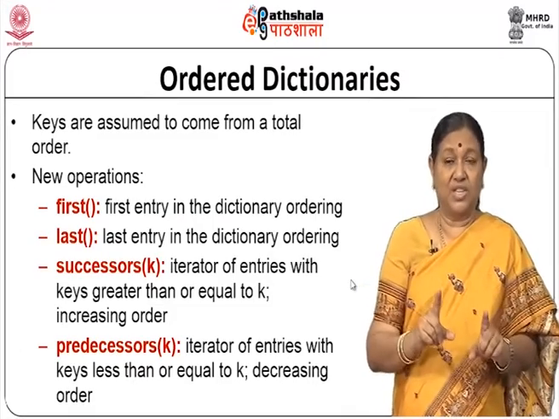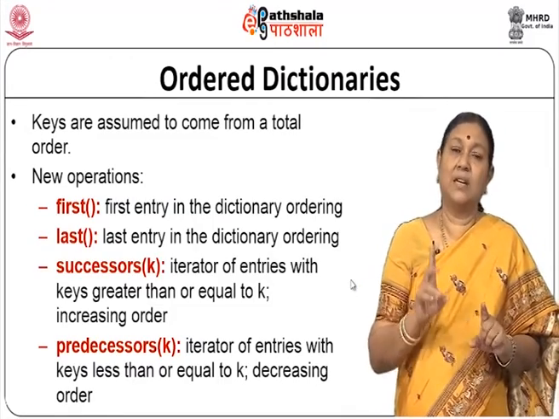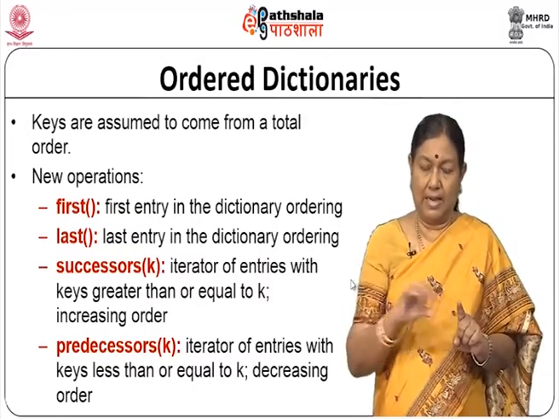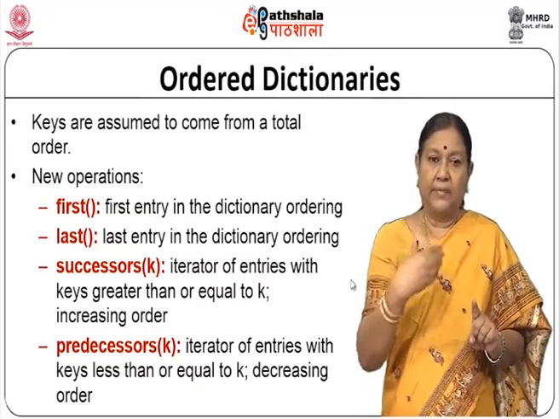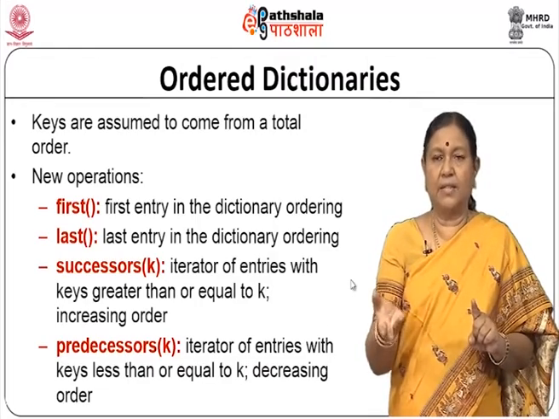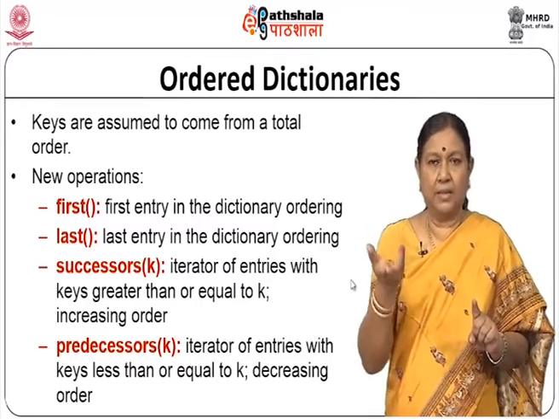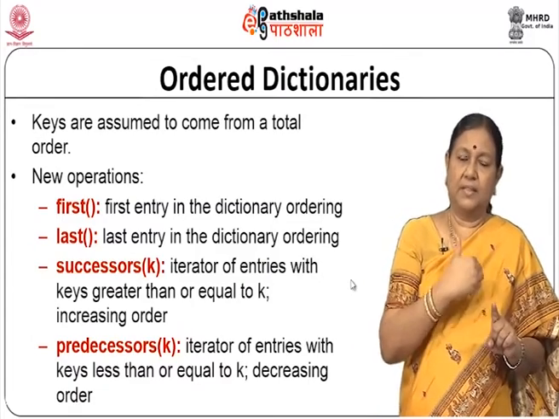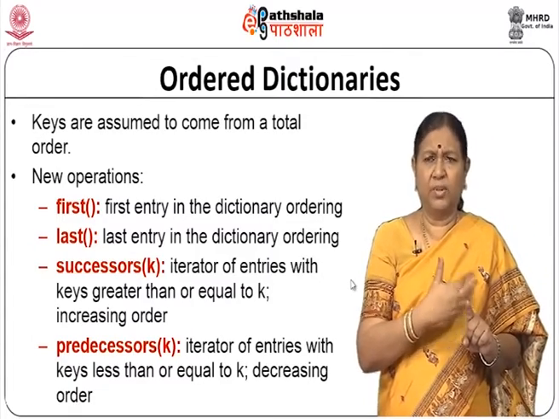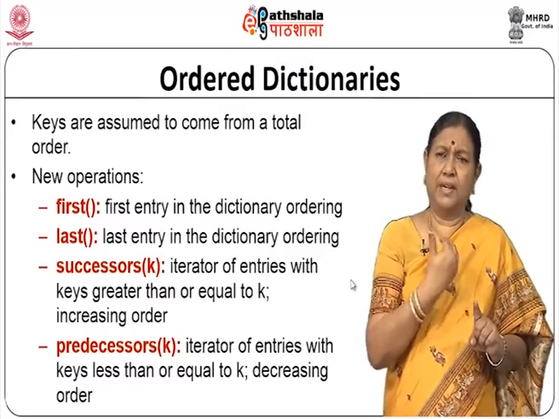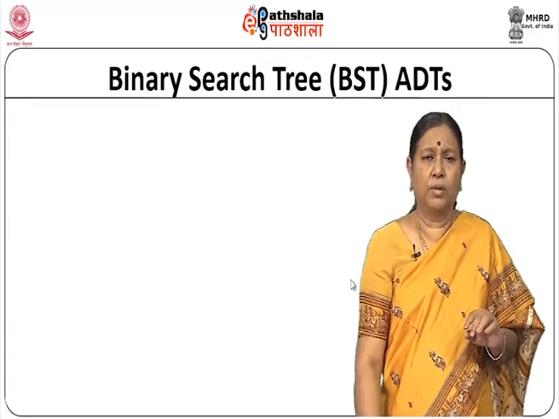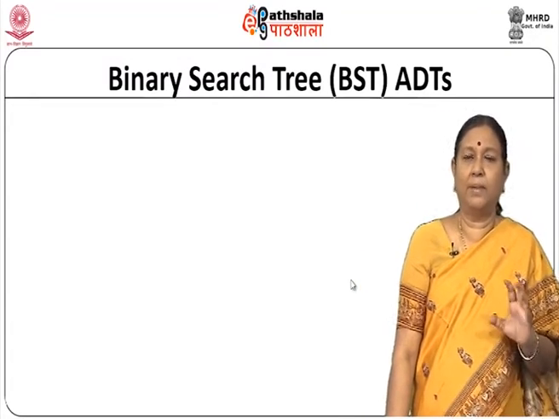So, in a binary search tree, when you do in-order traversal, you get a list of elements in sorted order, and when we say successor, it means the next element in the sorted order or the next element in the in-order traversal, and when we say predecessor, we mean the previous element in the sorted order, whatever sorting it is, or the previous element in the in-order traversal. Now let us go to the ADT for a binary search tree.